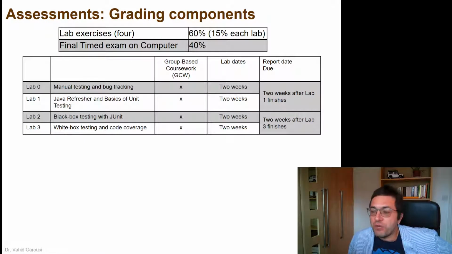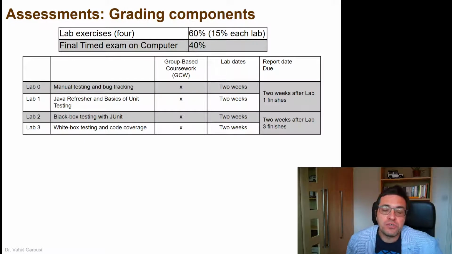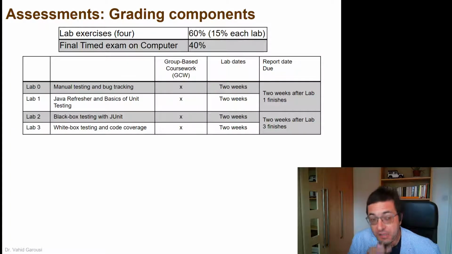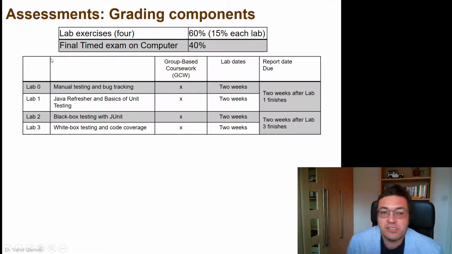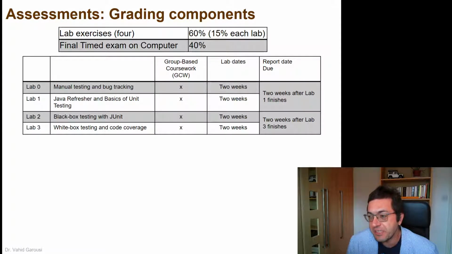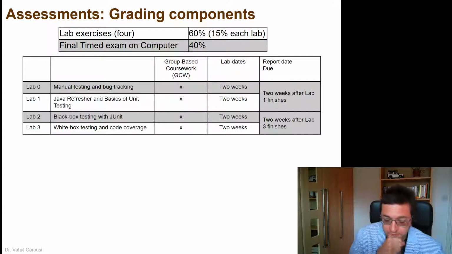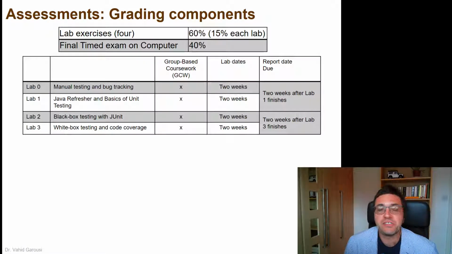So grading components: how you will receive your final grade in this course. There will be 4 lab exercises which will make up the majority of the grade, 15% each, together 60%. The final exam, just like many other courses, will be 40%. The 4 lab exercises will be lab 0, 1 to 3, with the topics that I have mentioned there.